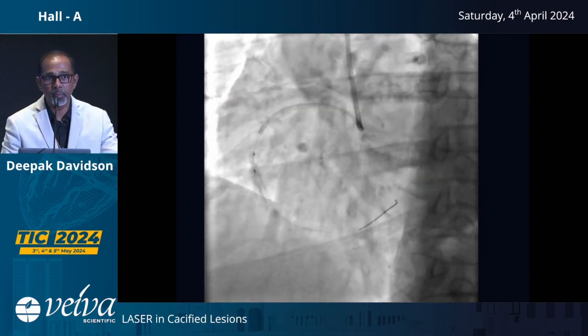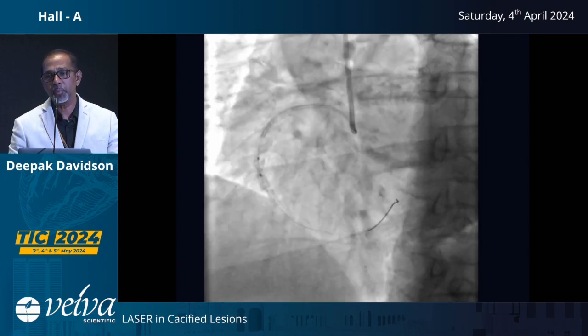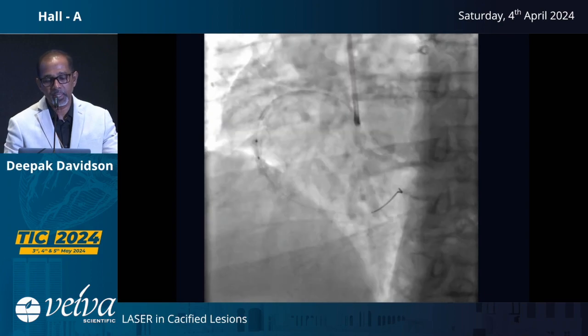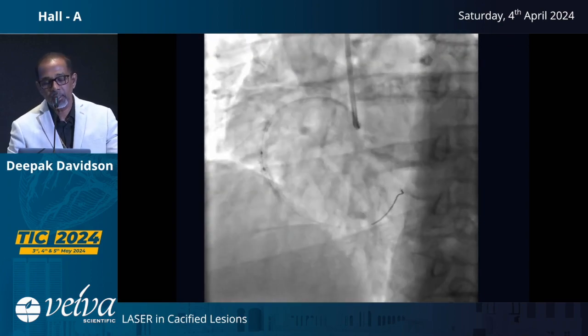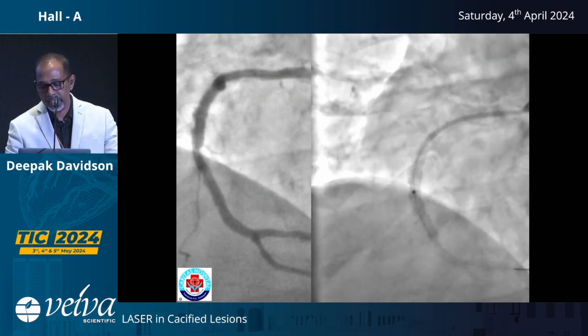None of the non-compliant balloons would cross that particular area, probably because there was a ridge over there. Despite having a push with the guide plus catheters, it wouldn't go through. So we decided on lacing. So that was again the lacing being done.